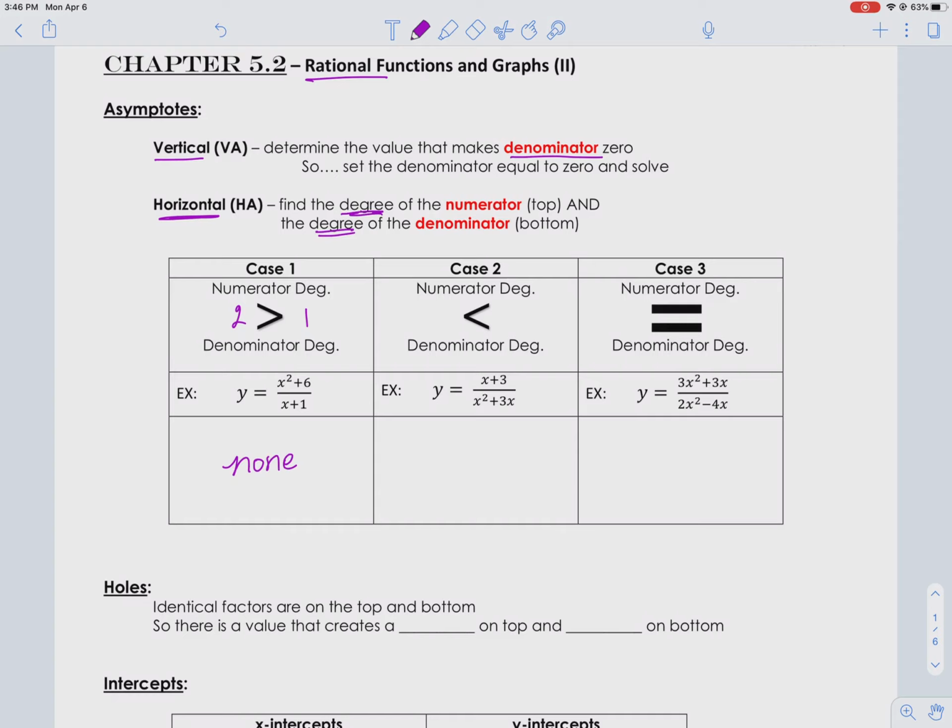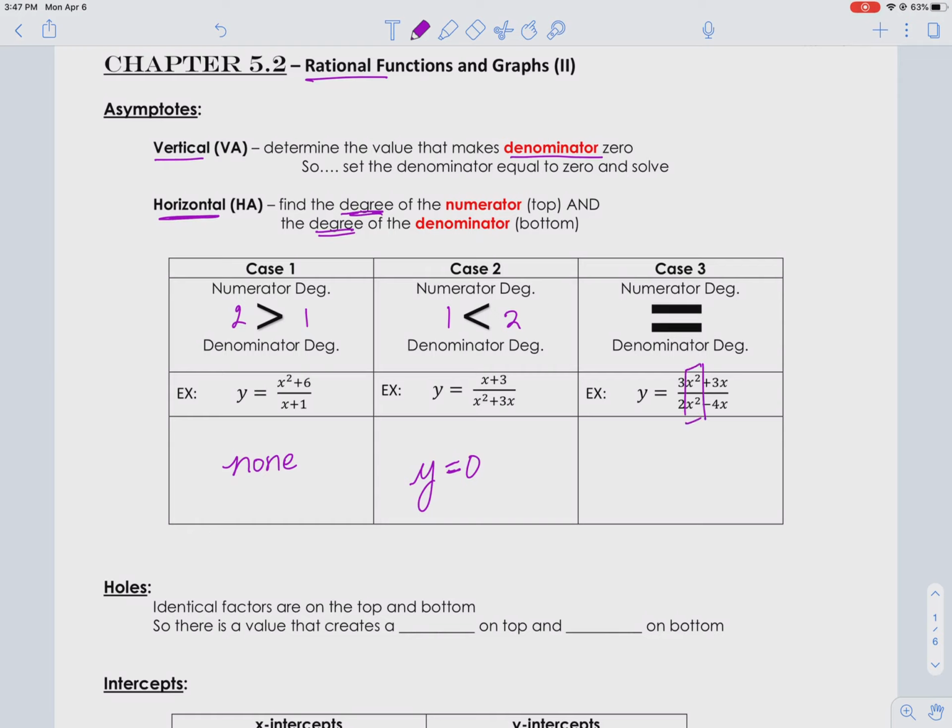Now, if it's reversed so that the big number is on the bottom, so you have a 1 on the top and a 2 on the bottom, or a 10 on the top and 11 on the bottom, as long as the bottom is bigger than the top, then your horizontal asymptote is always going to be y equals 0, which is your x-axis.